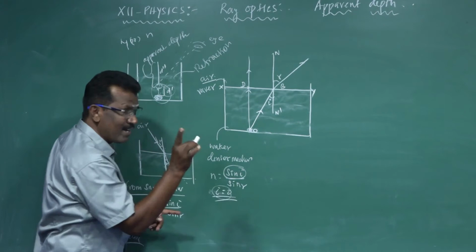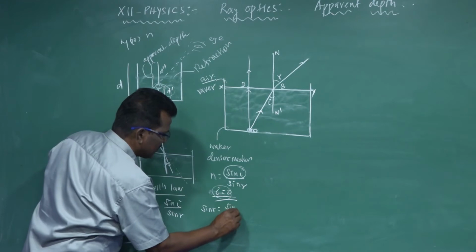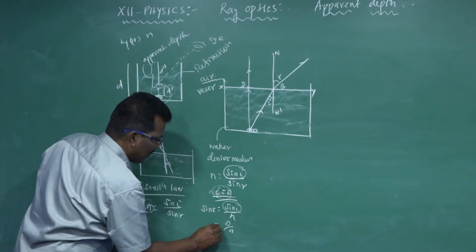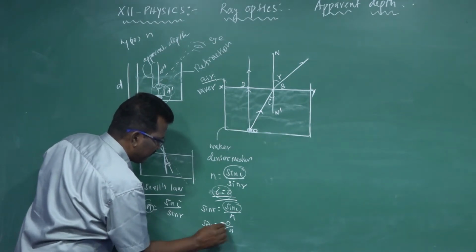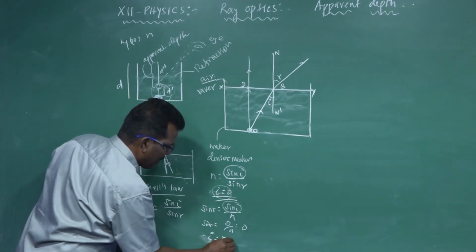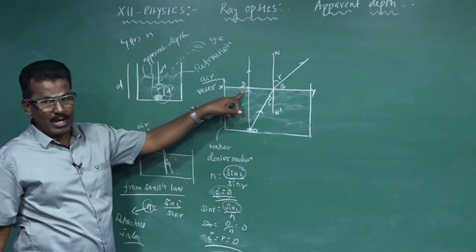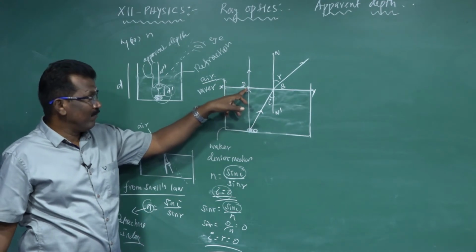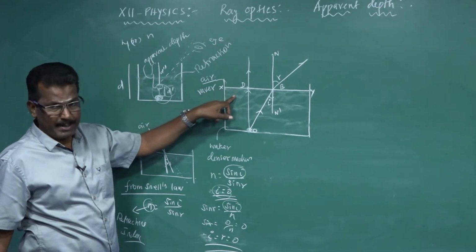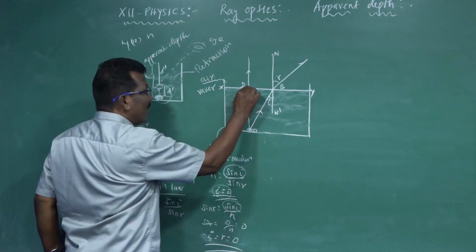If i is equal to 0, what is r? We know that sin r is equal to sin i by n. Sin i is 0, so 0 by n, so sin r is also 0. So i is equal to r is equal to 0. The angle of incidence is equal to the angle of refraction at the point where the light is incident, the point which separates the rarer medium and the denser medium. So the angles of incidence i and r are both 0 at this position.